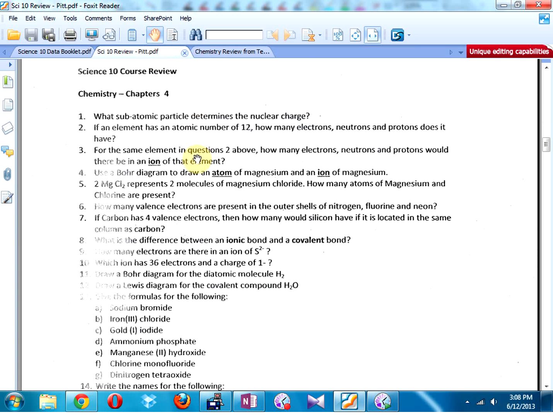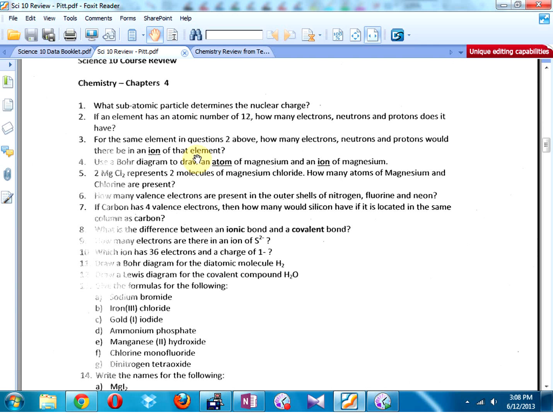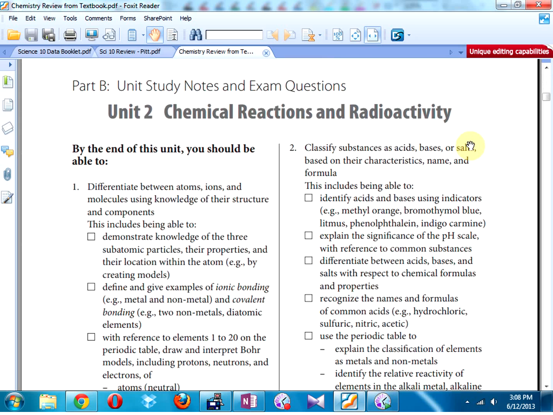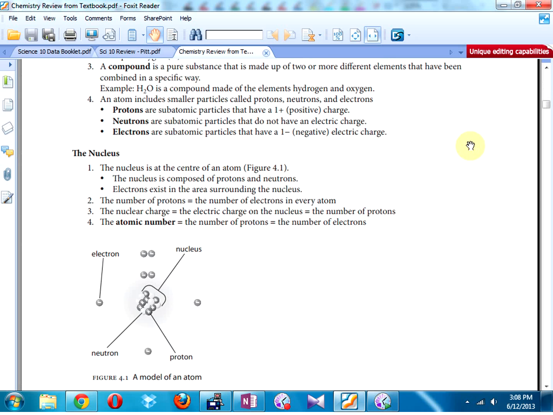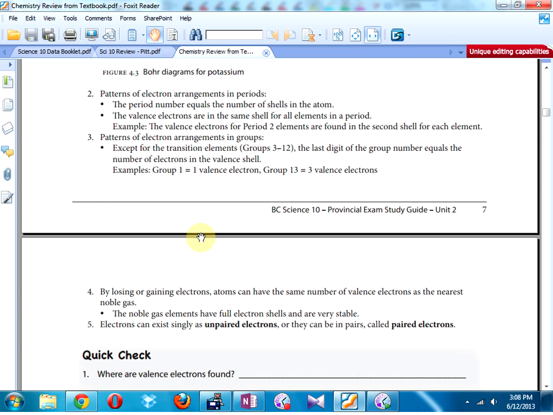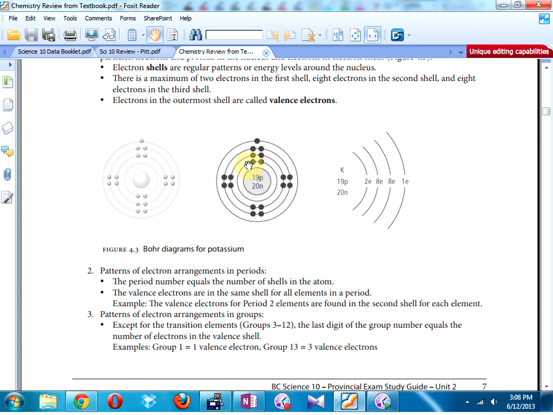Yeah. Okay. It says, use a Bohr diagram to draw an atom of magnesium and an ion of magnesium. Remember the Bohr diagrams? The Bohr diagrams looked sort of like these, except much more like this. Okay? There's a classic Bohr diagram. Here's a shortened version of a Bohr diagram. There's a different type of diagram, but this is the standard one that we went with. Okay? I'm going to pause for a second.